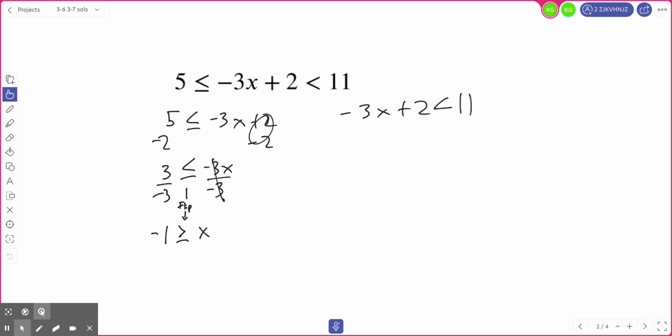And on the other side, we get minus 2, that's 0. And then negative 3x is less than 11 minus 2 is 9. Divide by negative 3, divide by negative 3. That cancels out. X, we flip the sign because we divided by a negative, and we get x is greater than negative 3.